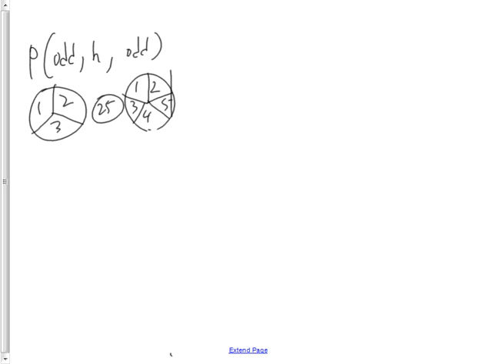So the first question is a probability question. It says, what's the probability of odd on the first spinner, heads on the second, and odd on the third? Well, the probability of odd as a fraction is 2 chances out of 3 for the first spinner. Heads would be 1 chance out of 2, and odd would be 3 chances out of 5. And in grade 8, we learned the product of those three is the answer.